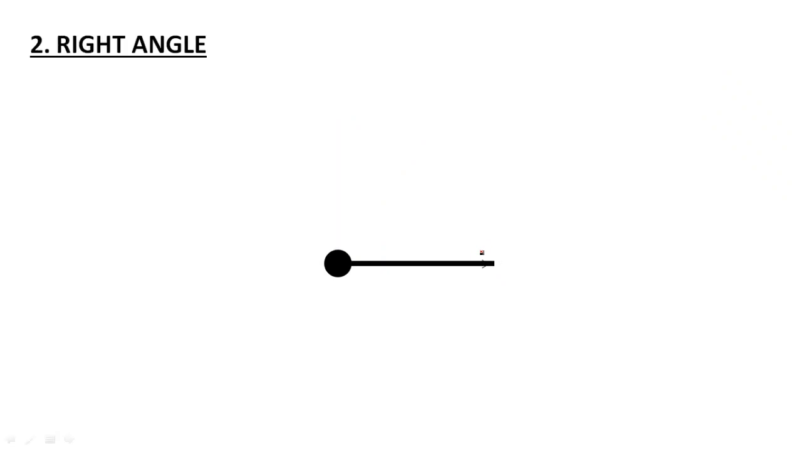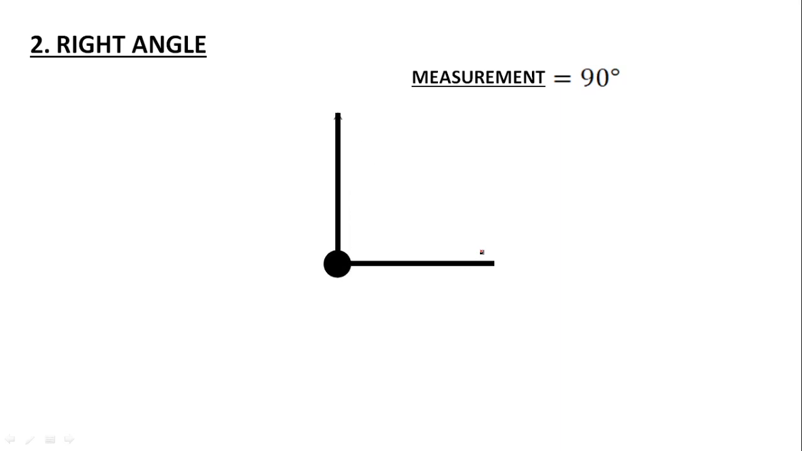Next is the right angle itself. The measurement of the right angle must be equal to 90 degrees. It should be exactly equal to 90 degrees. So this is how a right angle looks like. Okay, this is a right angle.